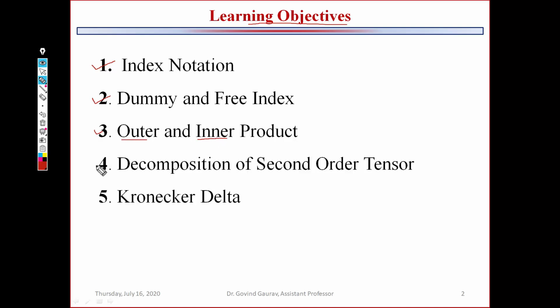The fourth one is the decomposition of a second order tensor. Any tensor that is given to you, and tensors can be stress tensors as well as strain tensors, can be decomposed into two parts. The first part is known as the symmetric part and the second part is known as the skew symmetric part. So it can be represented as a combination of two matrices. The fifth part is the Kronecker delta.